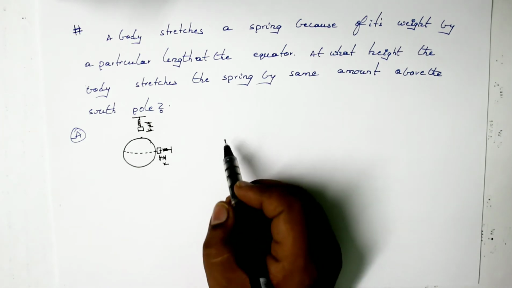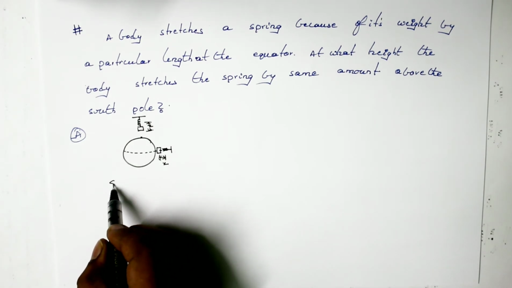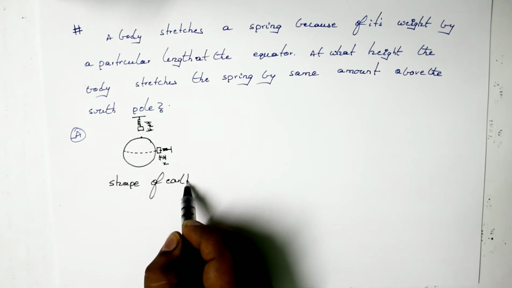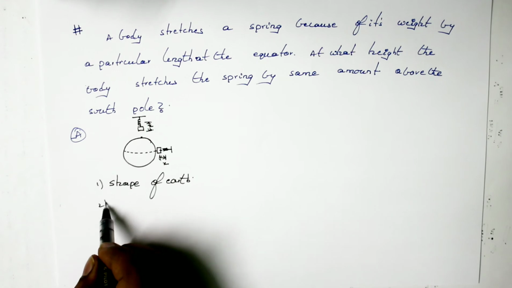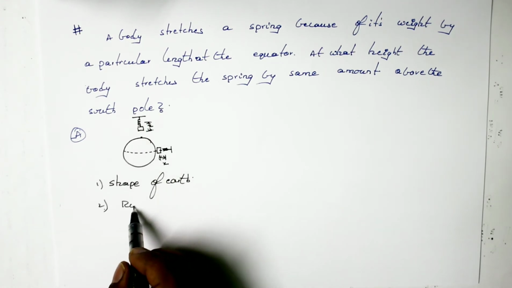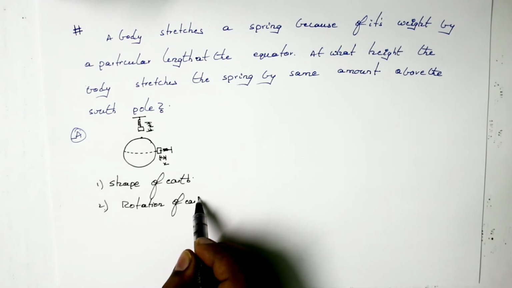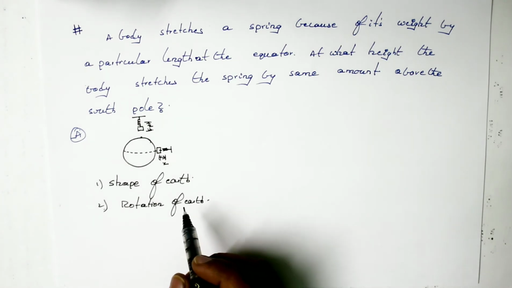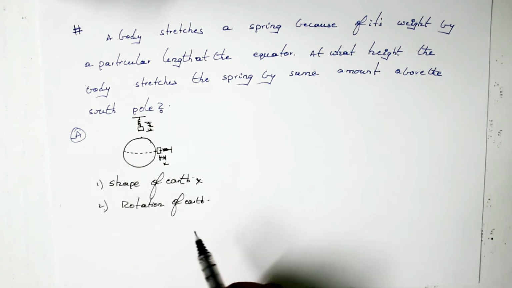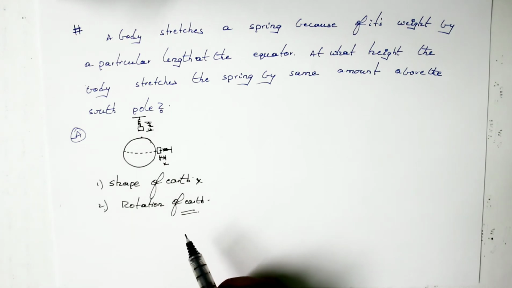Already we have studied that g value depends on many factors. One of such factors is the shape of Earth, and g value also depends on the rotation of Earth. Here the change of g value due to the shape of Earth is very small in this condition, so I am neglecting it and calculating the g value change only because of rotation of Earth.